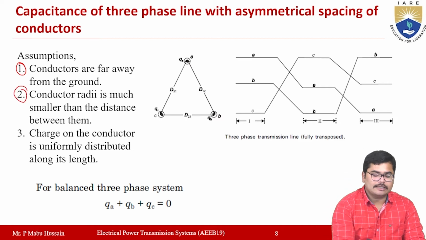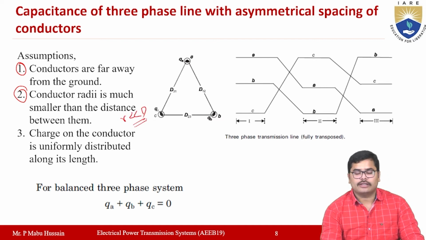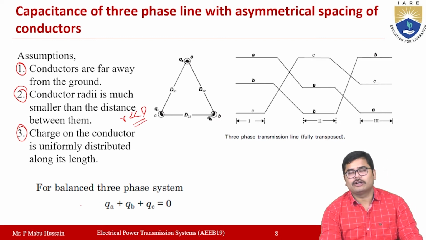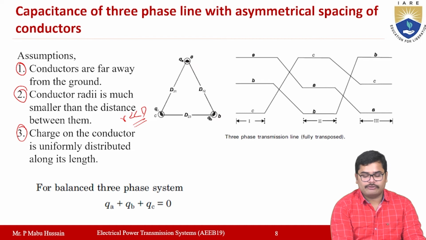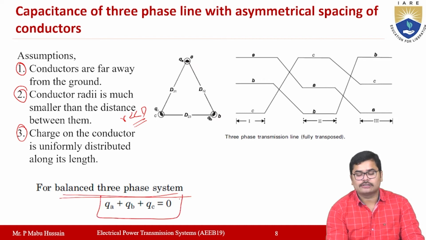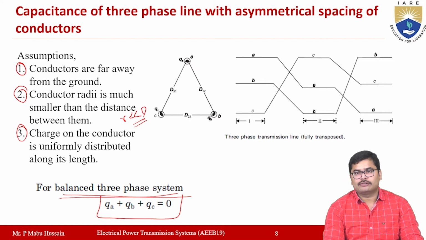The second assumption is that the conductor radius r must be less than the distance between any two conductors. The third is that the charge on the conductor must be uniformly distributed, and the charge is distributed uniformly across all three conductors. So the sum of all the charge values will be 0 for a three-phase balanced system: QA plus QB plus QC must be equal to 0.